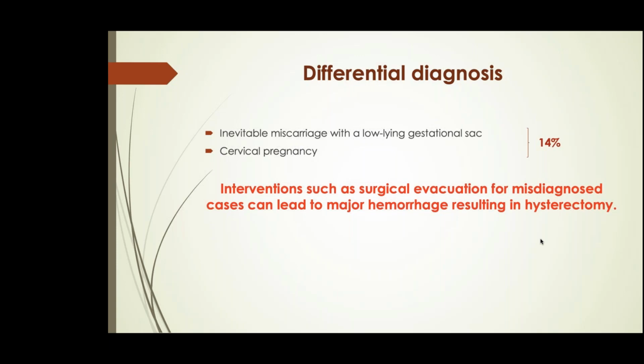What is the importance of this? If you don't diagnose it properly, you probably will go and do evacuation of the uterus, and if it is cesarean section scar pregnancy, you can be faced with horrible bleeding. For you, it will be unexplained why you are having such bleeding, but you have been misdiagnosing this clinical entity from cesarean section scar pregnancy as inevitable miscarriage.